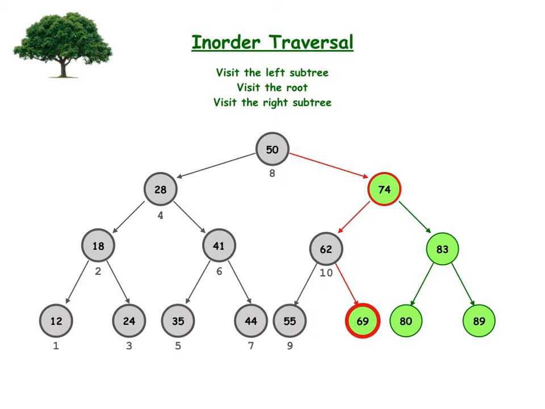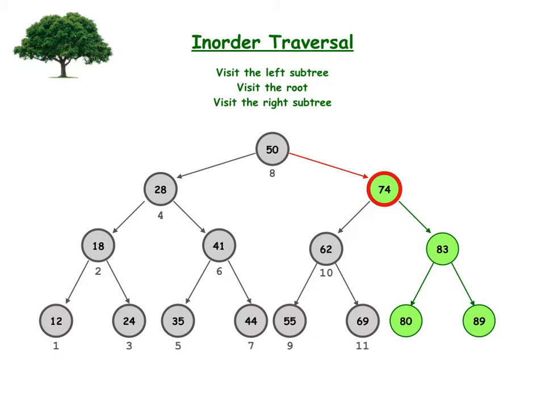We're at 69. 69 has no left subtree. So we visit 69. It has no right subtree. So now we come back up to 62. 62, we've evaluated its left subtree, 62 itself, and its right subtree. So we come back up.